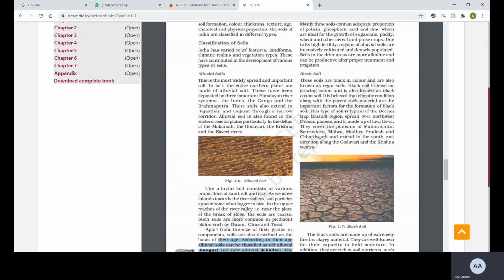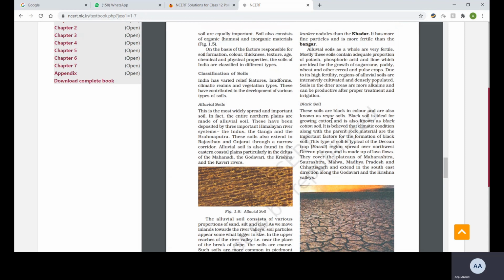Then the two types of alluvial soil, Khadar and Bangar, you can be asked to differentiate between them. Khadar is new alluvium, Bangar is old alluvium. Khadar is found near the rivers, Bangar is found away from the rivers. Khadar gets renewed frequently and can be used for cultivation, and Bangar cannot be used for cultivation because it does not get renewed frequently.